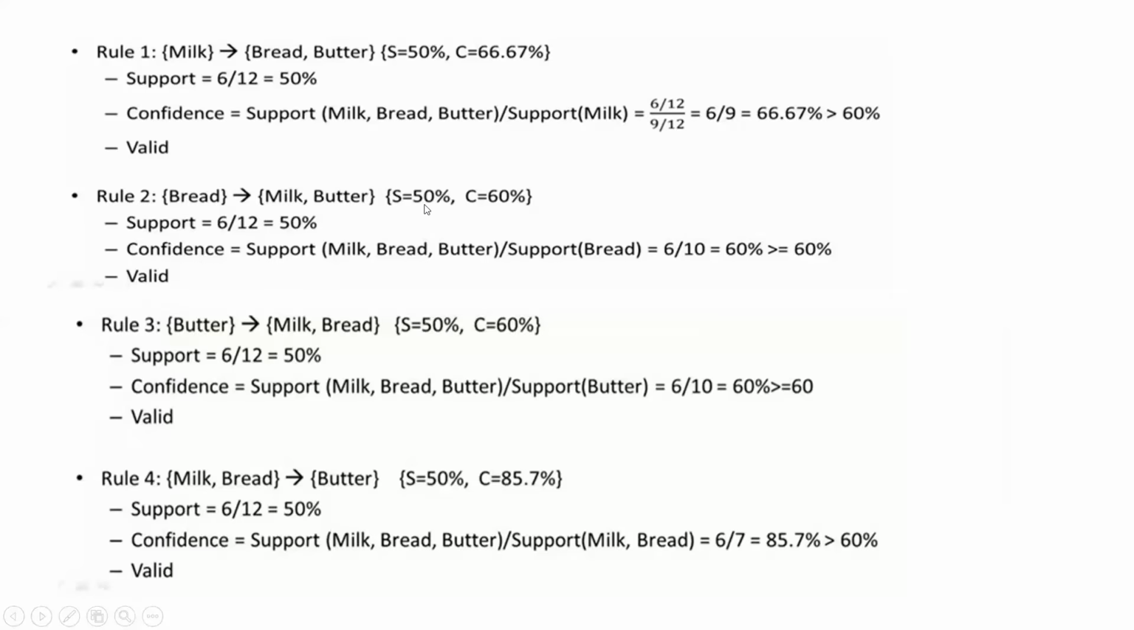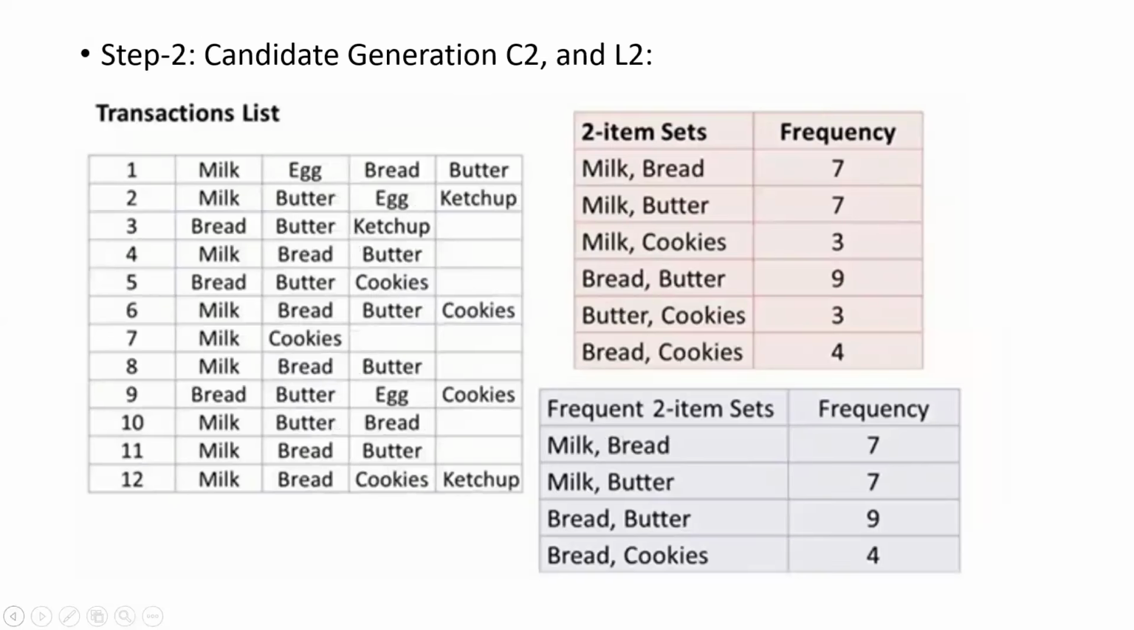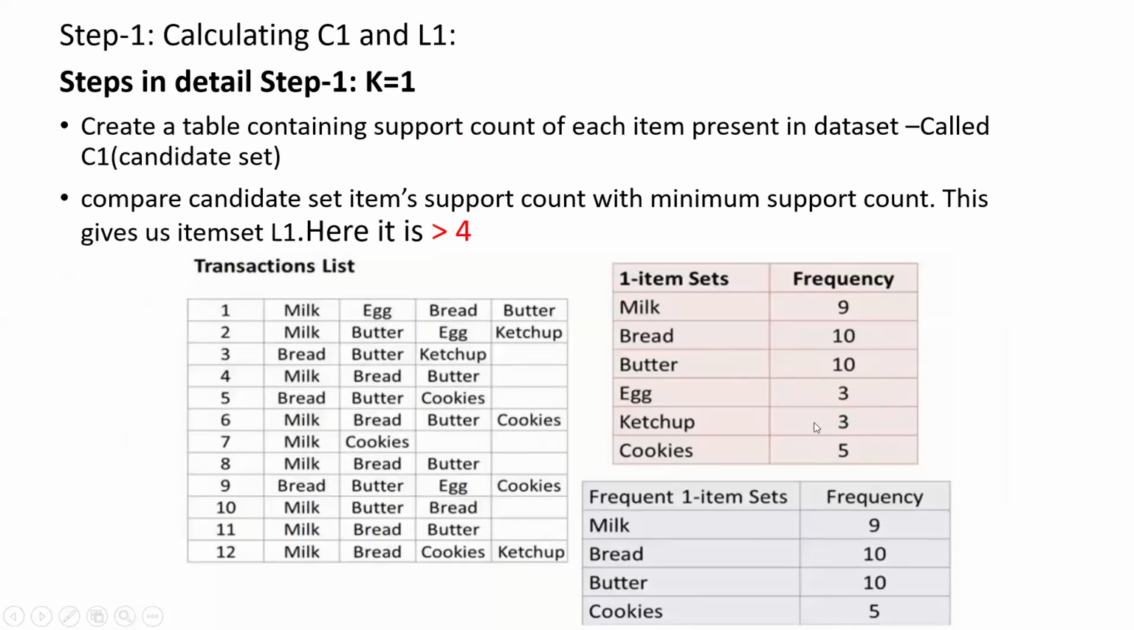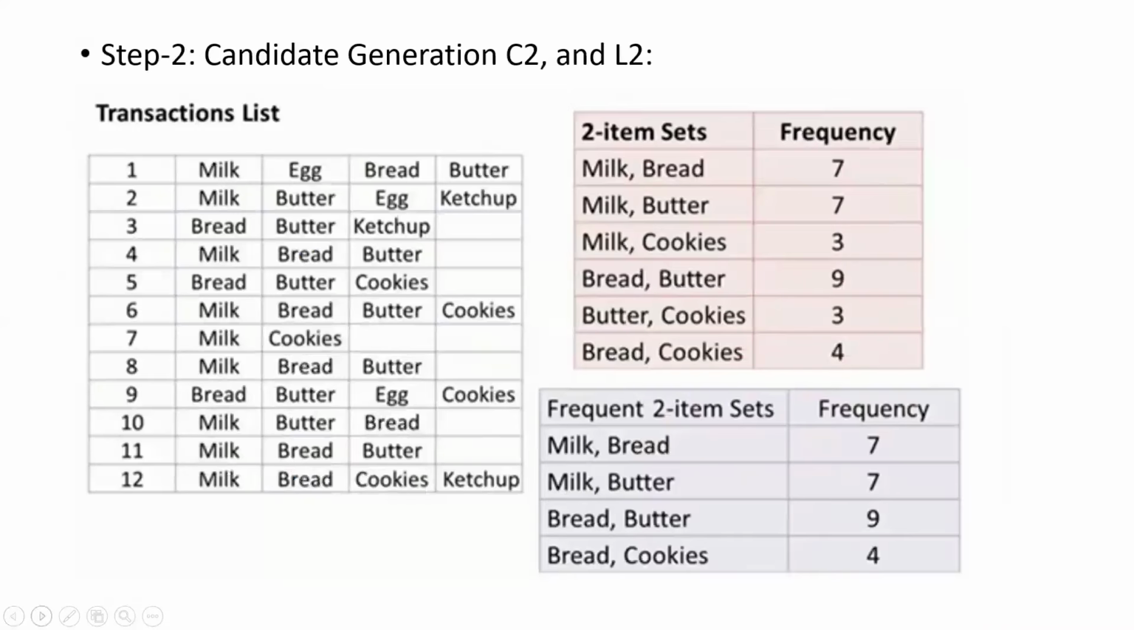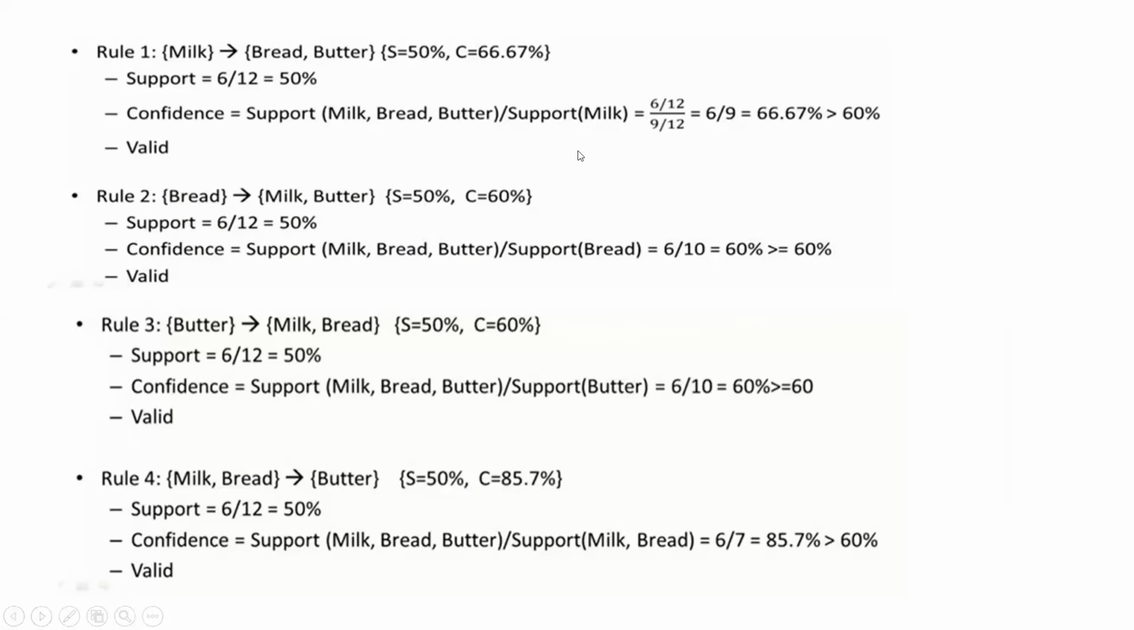So from where will we get this? The frequency of milk we will get from the first table, where milk is 9. If the items have only 1 item, you have to see in step number 1. So 6 divided by 12, divided by 9 by 12, that is equal to 6 by 9. You don't have to write it like this, just write support of milk, bread, butter, always 6, divided by support of milk, 9. So it is 66.67.